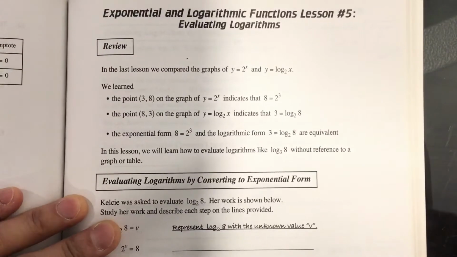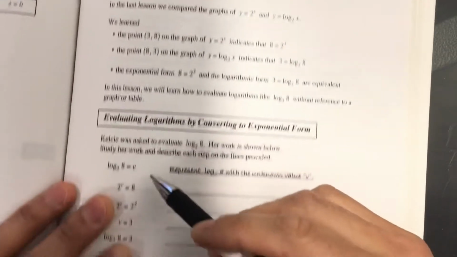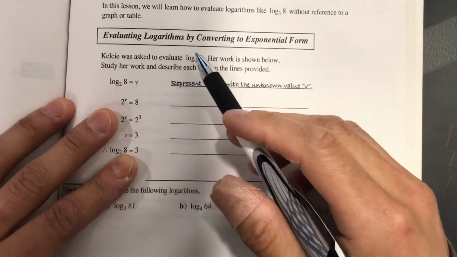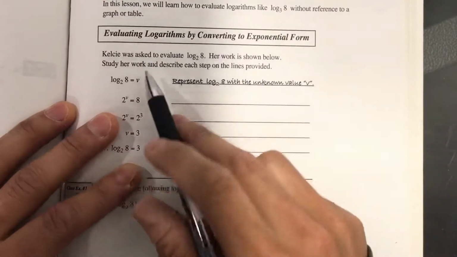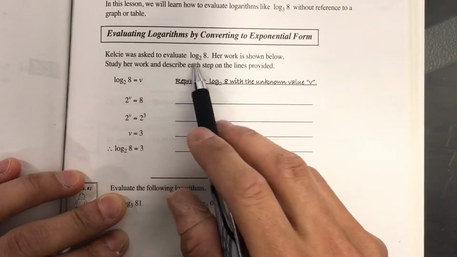Welcome to lesson number 5. Today we're going to be looking at evaluating logarithms, and we're going to start by evaluating these logarithms by converting to exponential form. And we're going to look at this investigation where Kelsey is asked to evaluate log 2 of 8.